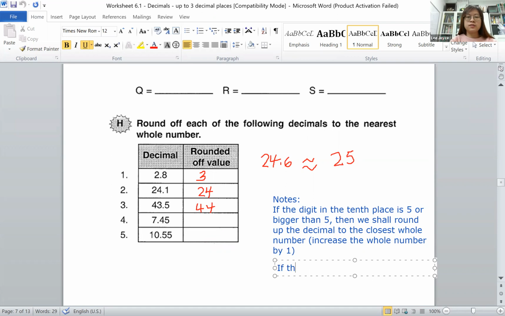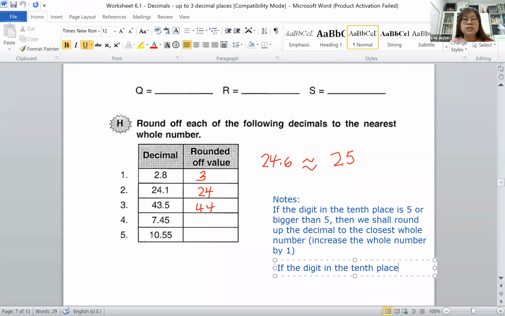All right, so if the digit in the 10th place, we will always look at the 10th place because that is the digit that comes straight after the ones place. So when we round it off to the whole number, we have to look at the digit in the 10th place.